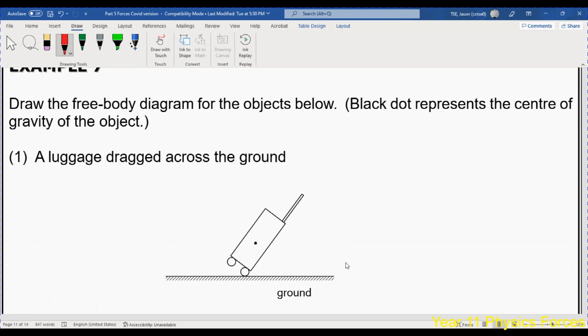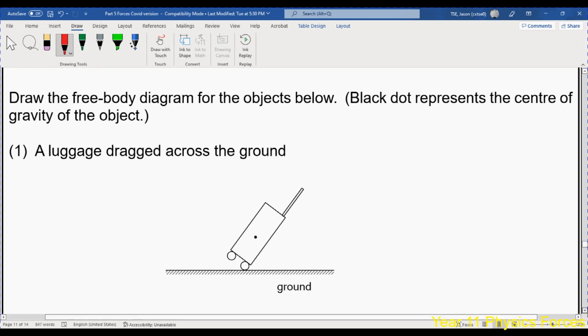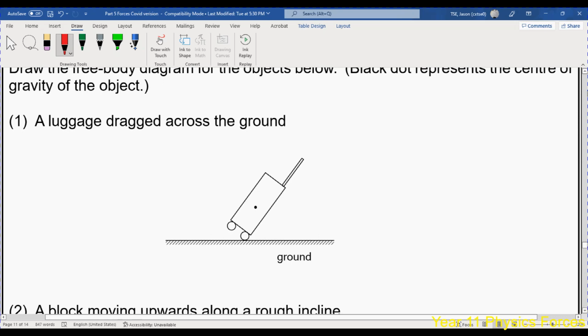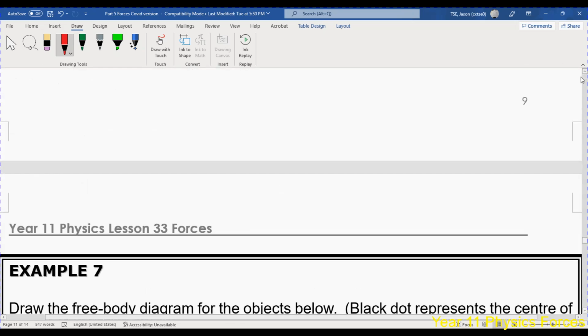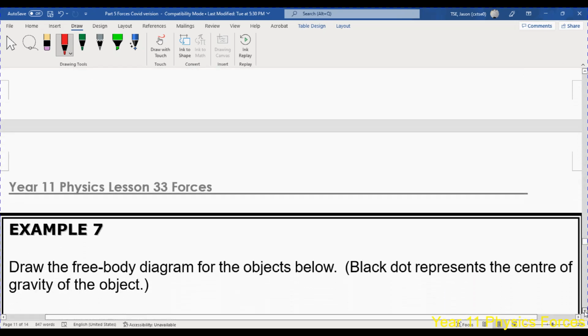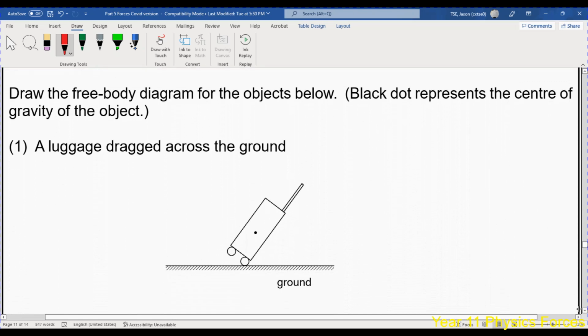Draw free-body diagrams for the objects. So black dots represent the center of gravity. This time it doesn't tell you what forces you need to indicate, so you need to think about whether there are extra forces you need to consider.